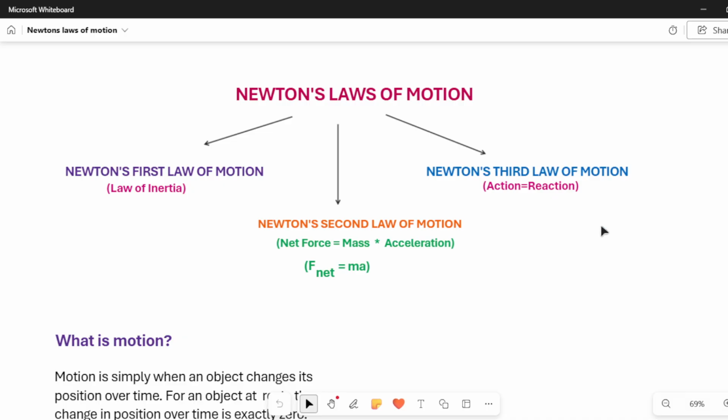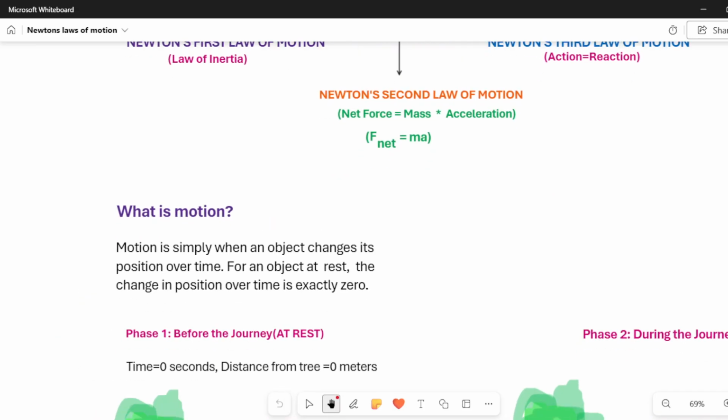But before trying to understand Newton's laws of motion, let us understand a few basic concepts so that we understand these laws better. Newton has formulated these laws around motion. So what actually is motion? First we'll try to understand that.